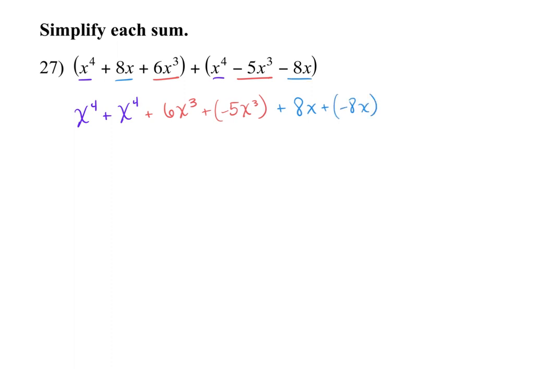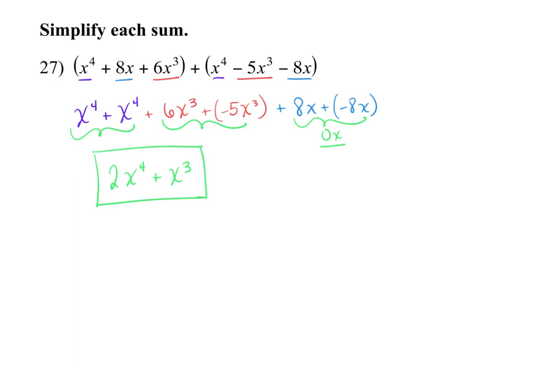Then I'm just going to simplify here. 1 plus 1 is going to give me 2x to the 4th. 6 plus negative 5 is going to give me 1x cubed. And a positive 8 and a negative 8 give me 0x, which I do not need to write because that is just 0. So this is my answer, 2x to the 4th plus x cubed.